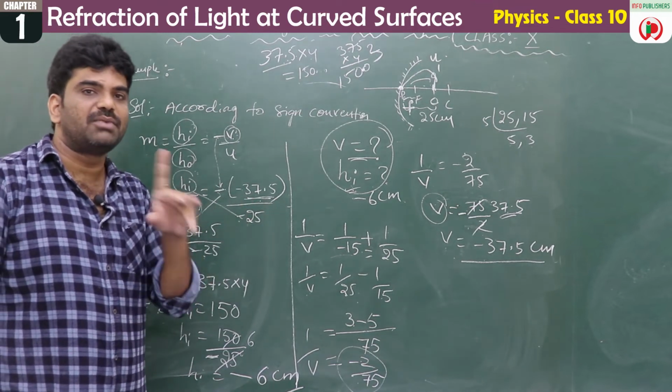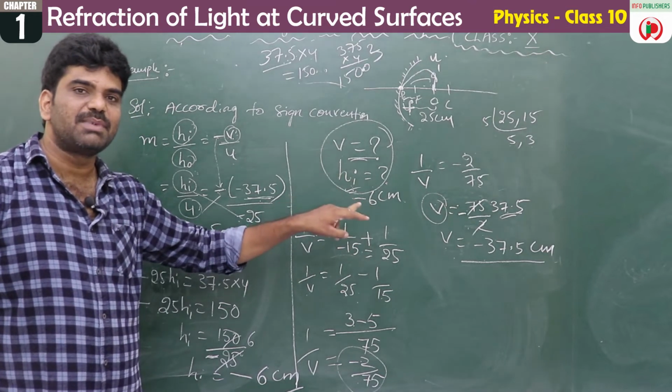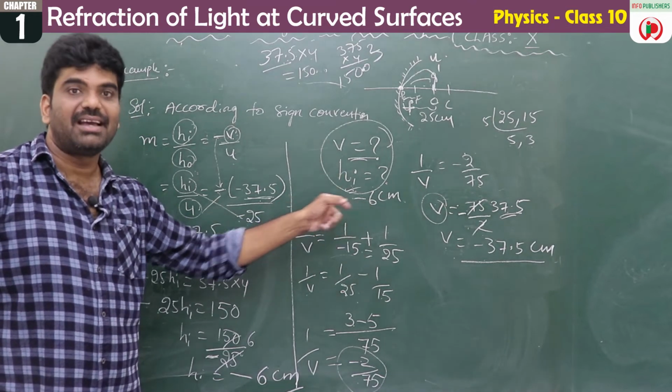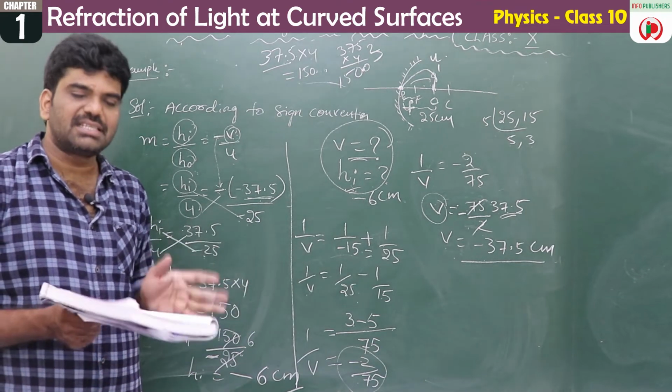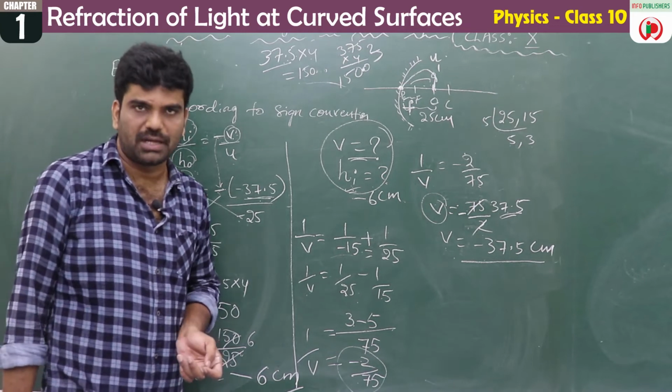And enlarged. Why? Because the height of the object is 4 only, and the height of the image is 6. Which is bigger, 4 or 6? 6 is bigger, so the image is enlarged. Right, children? This is the way you can solve the problems. Now let's go for making of a solar cooker.